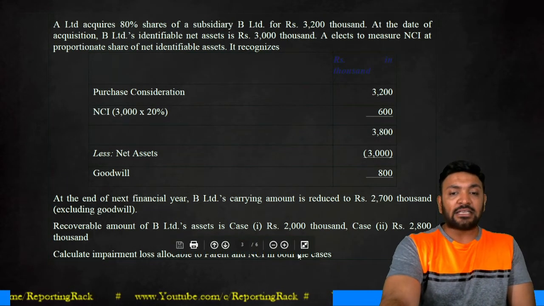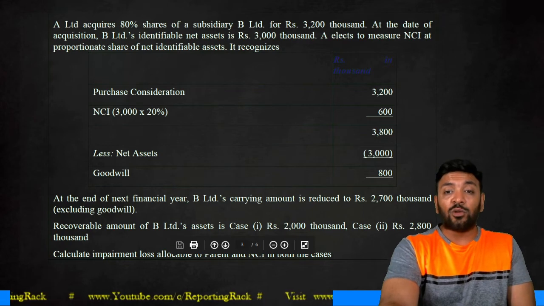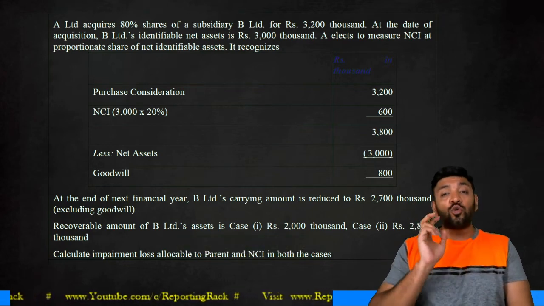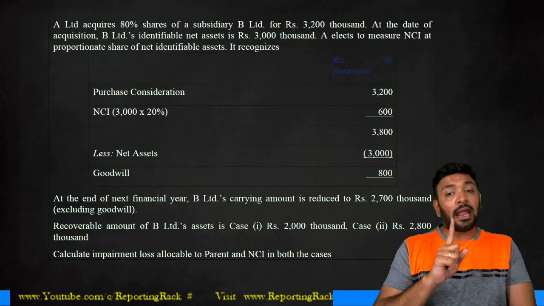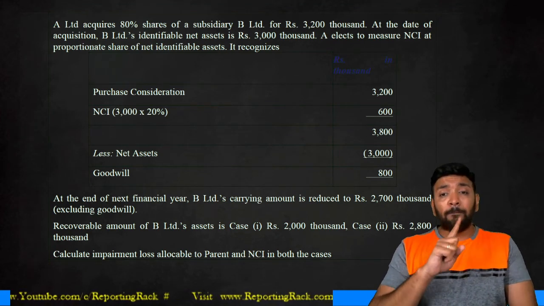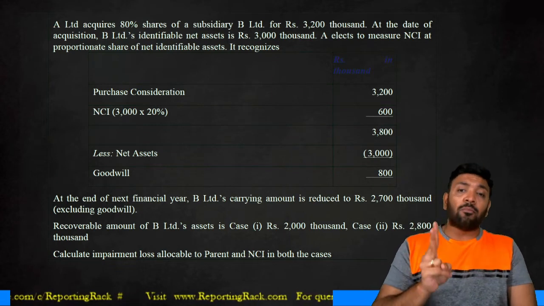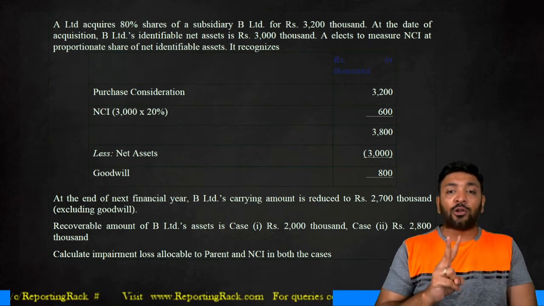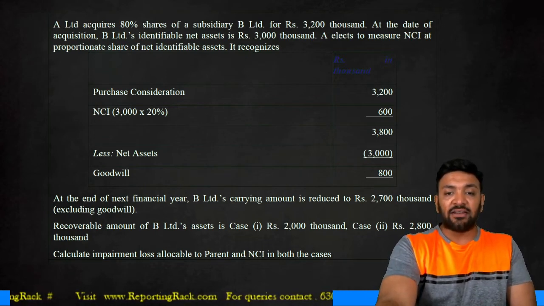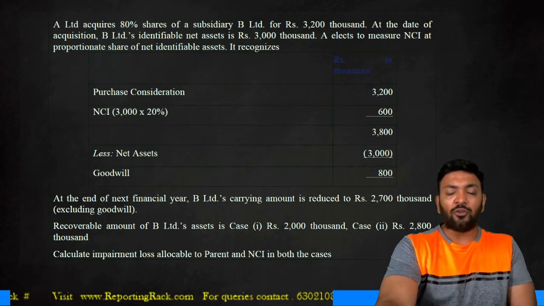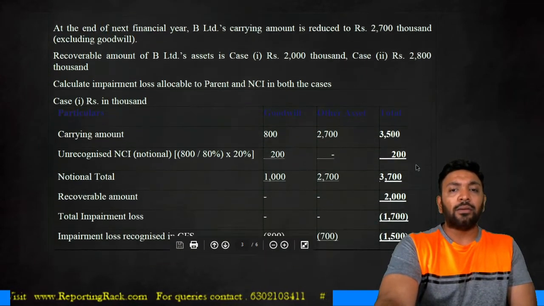Guys, this is a very interesting question. Whenever I look at this question, the first thing you need to look at is that he is looking at two concepts. One is goodwill, which arises under Ind AS 103, and also the application of measuring NCI at fair value or proportionate cost. But the most important concept embedded in it is impairment of goodwill. Let's see the solution that he has given. We can solve it if you want, but it'll be quicker if we just browse through the solution.